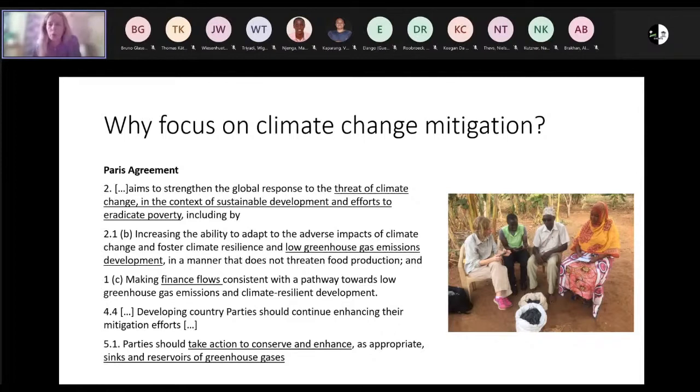Well, we are all working together globally under the Paris Agreement to handle the threat of climate change. And we're doing this in the context of sustainable development and efforts to eradicate poverty. These are all extracts from the Paris Agreement. And we've seen here that with these biochar bioenergy systems, we are dealing also with energy security and food security aspects.